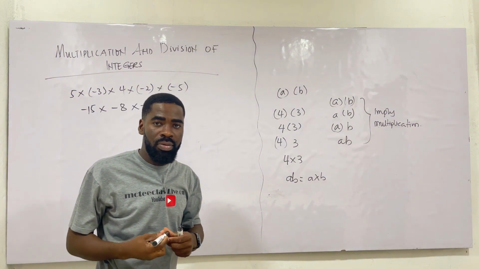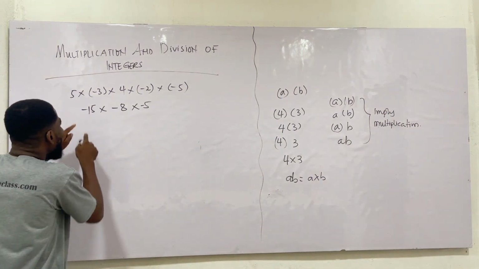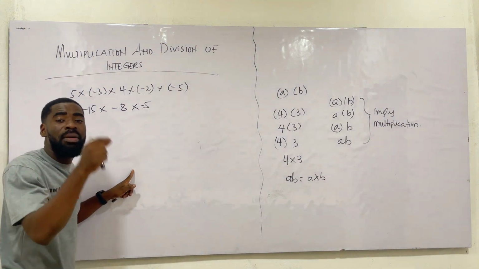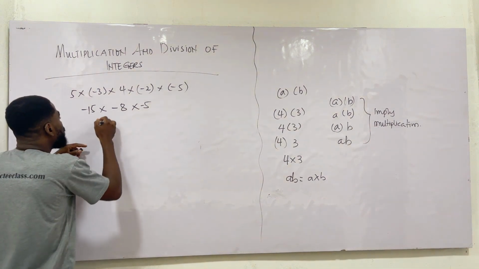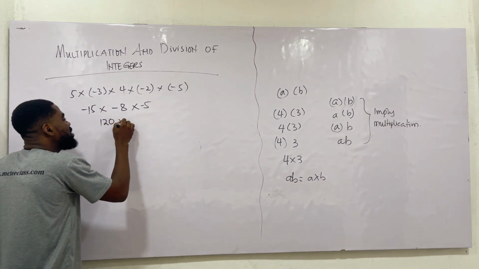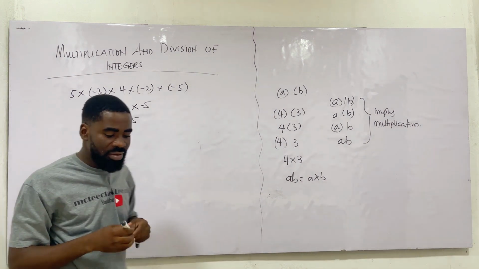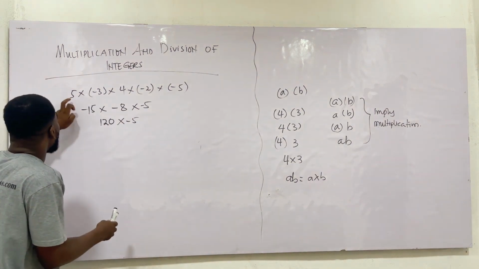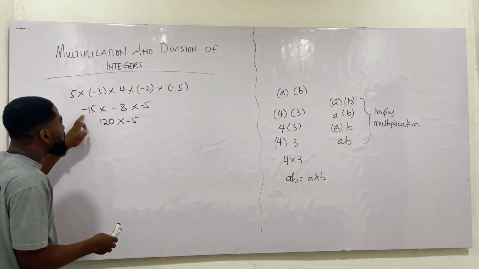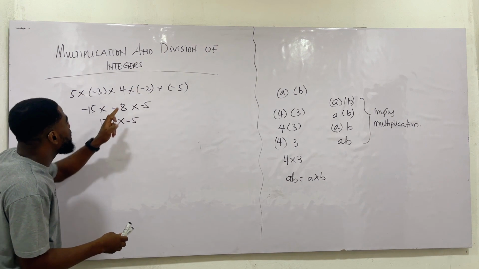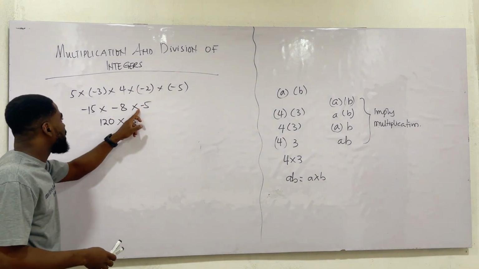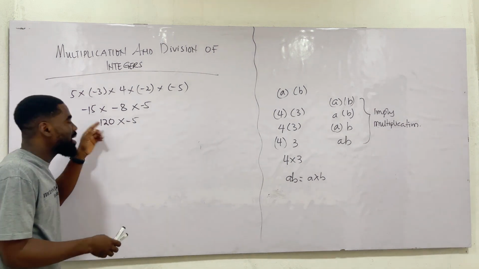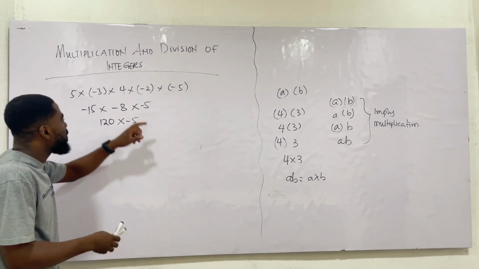Are we here? Good. When we multiply a negative number with a negative number, we get a positive number. So 15 by 8 will give me positive 120 times -5. Are we there? I know what I'm saying. Good. I'm applying the rules. A positive number multiplies a negative and gives negative. This is already negative, I place it there. Now -15 times -8 gives me a positive number.